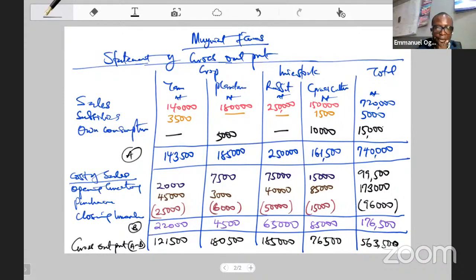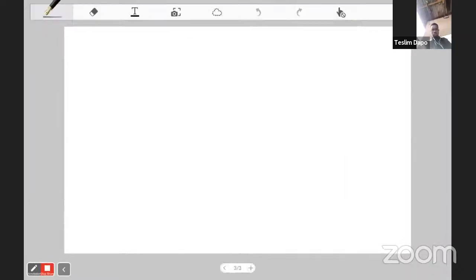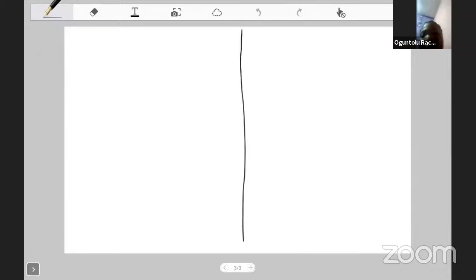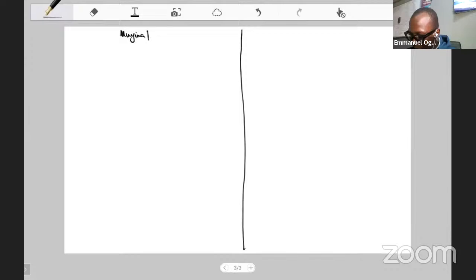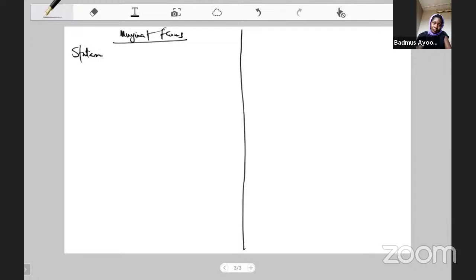The next requirement is the statement of profit or loss, stating the gross profit. So we are now to determine the gross profit. Can we go on? Yes, sir. So to do the gross profit, I need a long page. Let me see. I think I can manage this. What's the name of the company? Moina Farms. So what were we asked to do now? Statement of profit or loss account for the year.